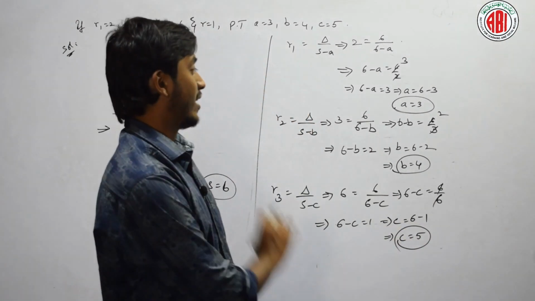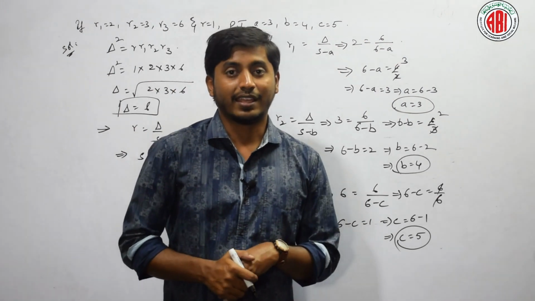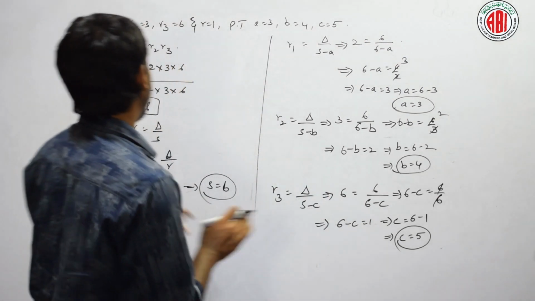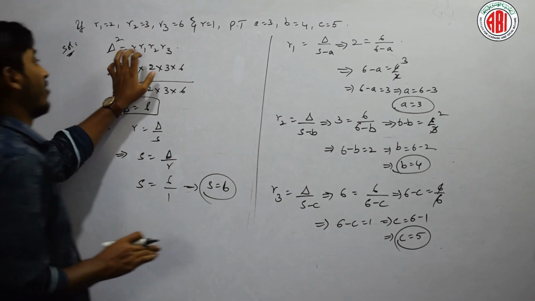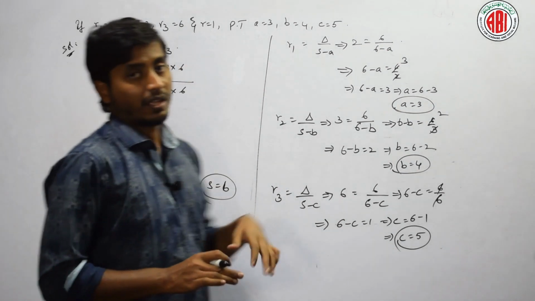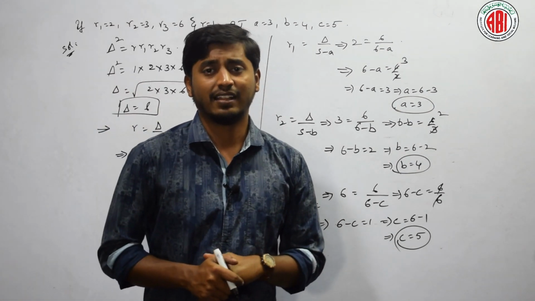Clear? Is the question not simple? Yes, right. Once again, the only thing which we have to remember is this formula, that is delta square equal to R, R1, R2, R3. Okay. Is it clear? Fine.